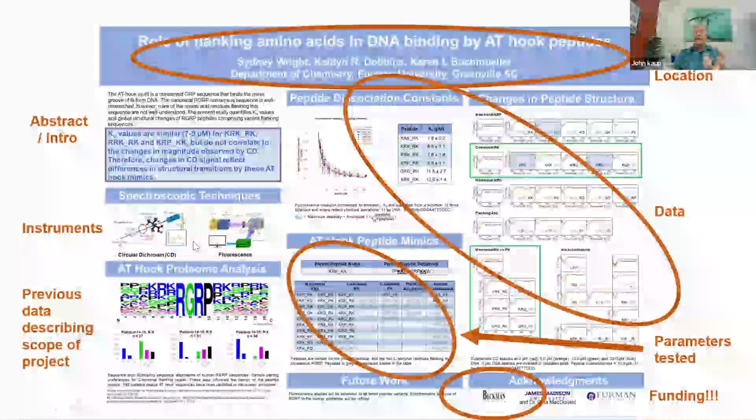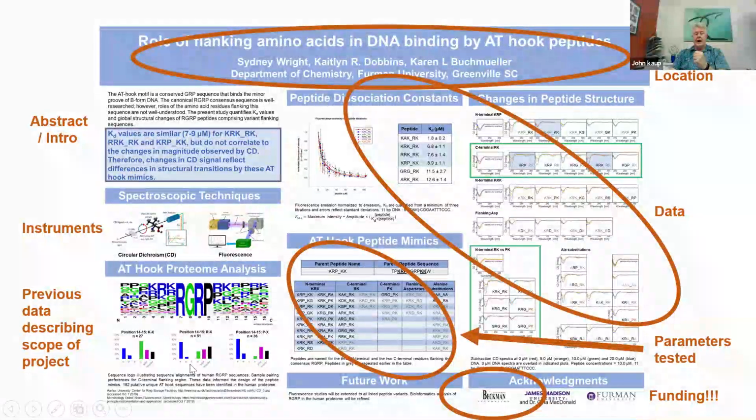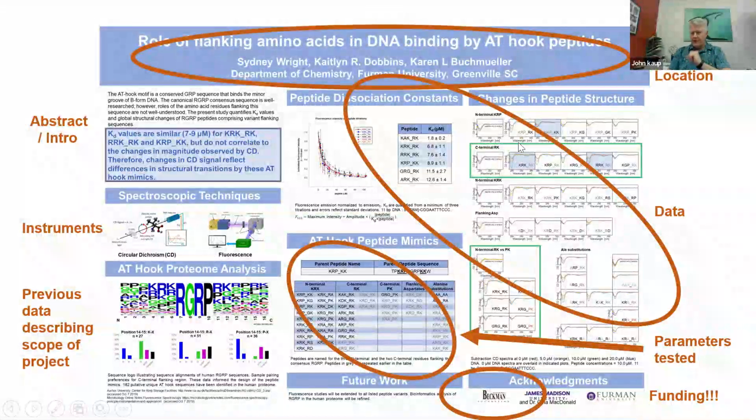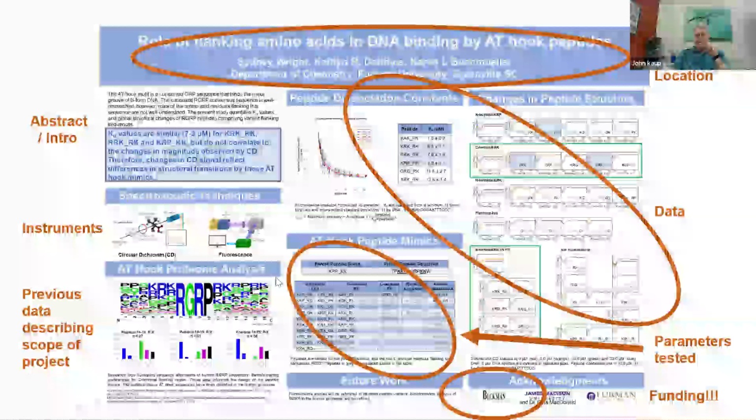They talked about the different instruments that they used. They talked about some previous data to lean towards the scope of the project they were working on. They indicated parameters. They have a large data section with some highlighting. Presumably, these are the data that they want you to focus on or that provided the results that they were interested in. And then having some future work or acknowledgments is often helpful at the bottom to point in the direction of the new work that you're going to be doing.